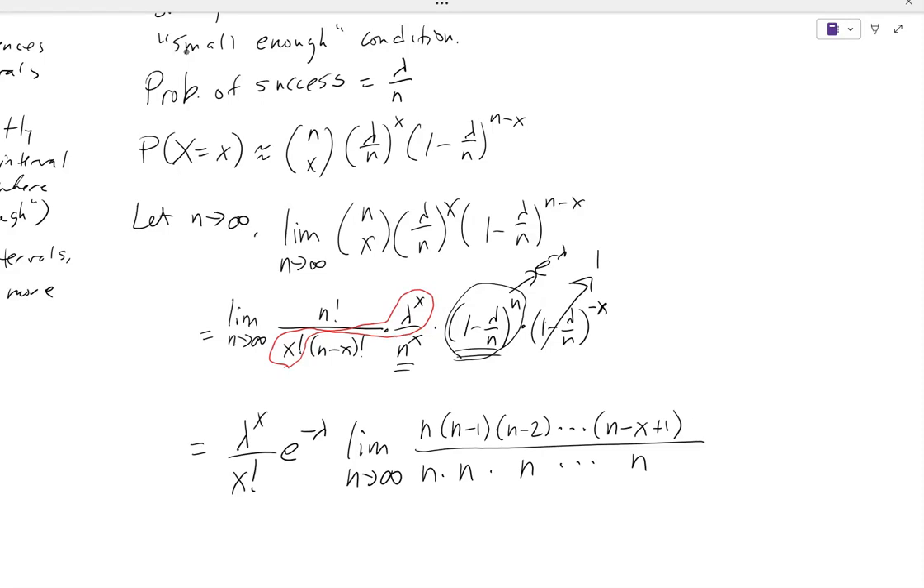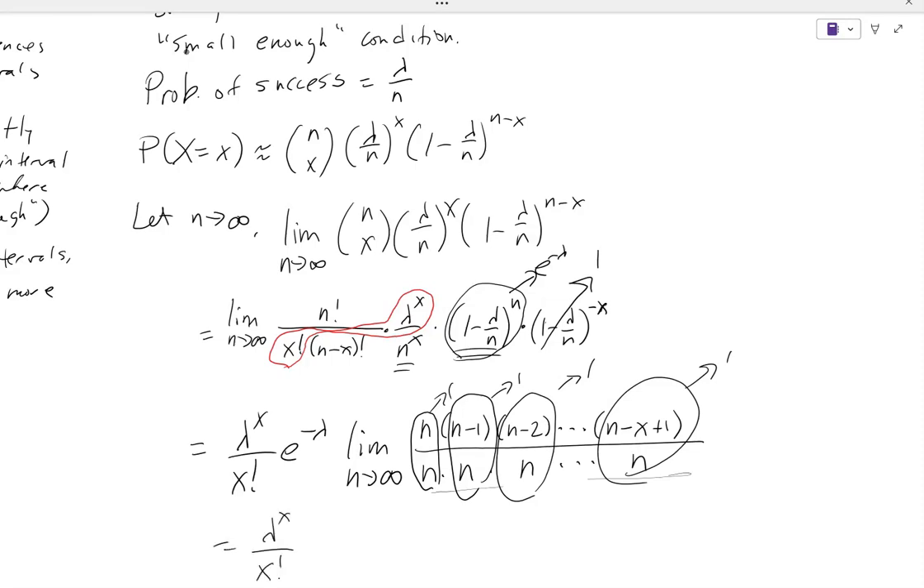Now again, is x changing or is x fixed? It's fixed. So does this length of factors here ever change? No. As n goes to infinity, what does that limit go to? 1. What does that limit go to? 1. What does that limit go to? 1. We have a bunch of 1s, right? These all go to 1. So there is our PMF for our Poisson random variable.